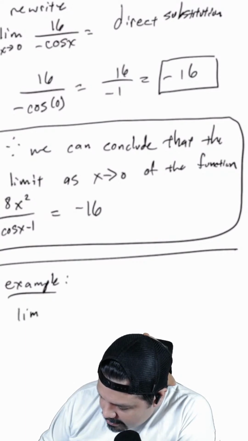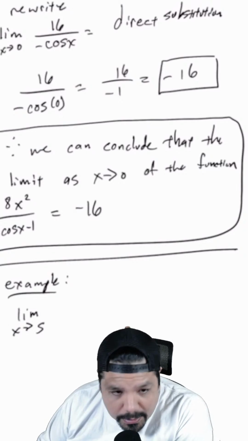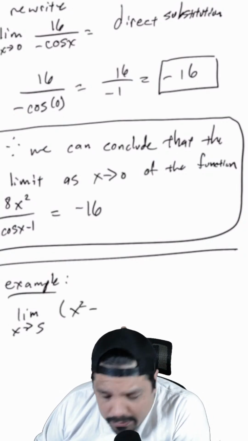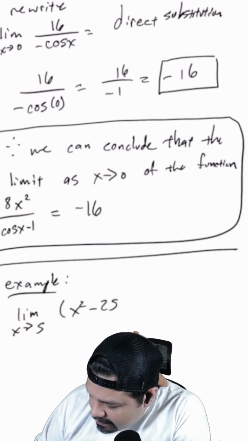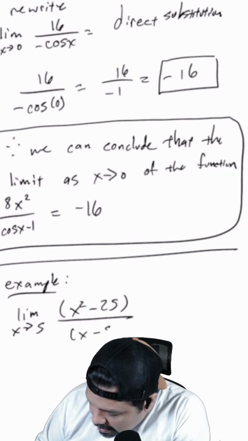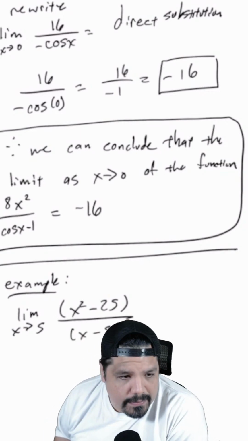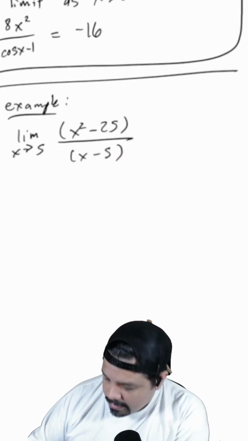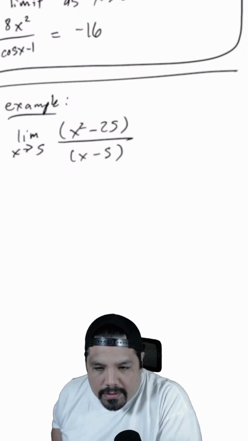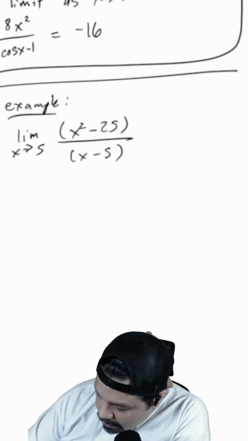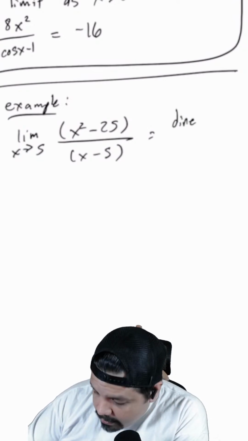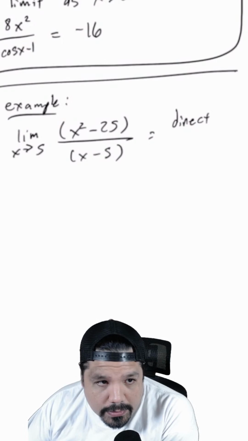Let's take the limit as x approaches 5 of x squared minus 25 all over x minus 5. We got ourselves a 0 over 0 situation, don't we? Let's show it with direct substitution.